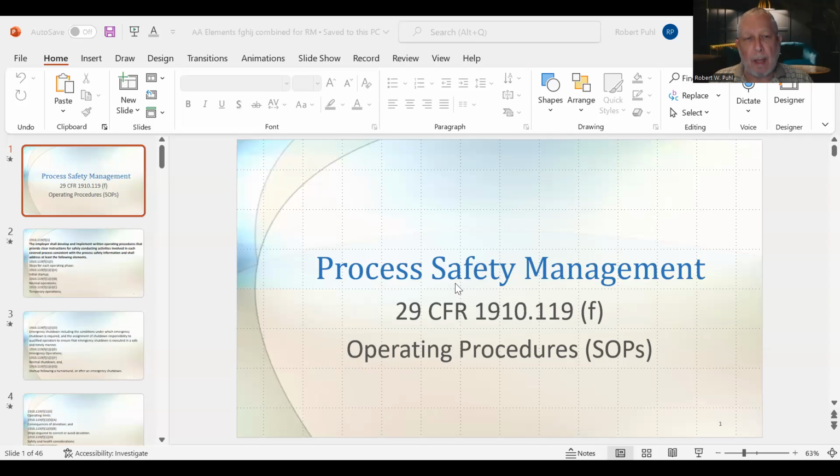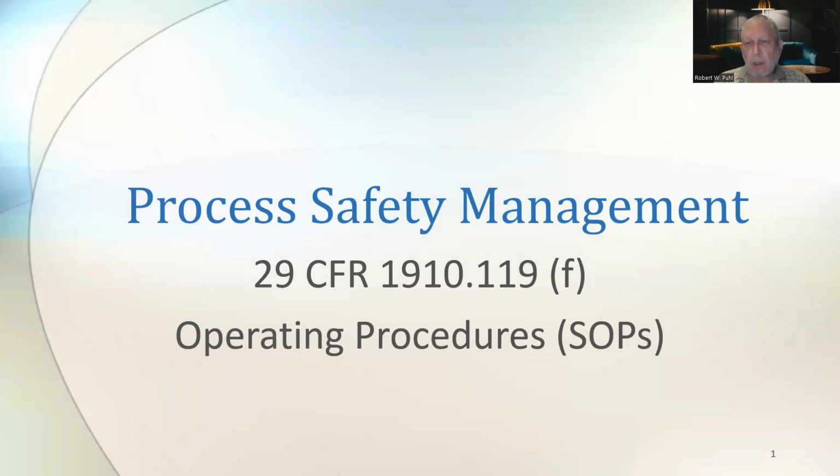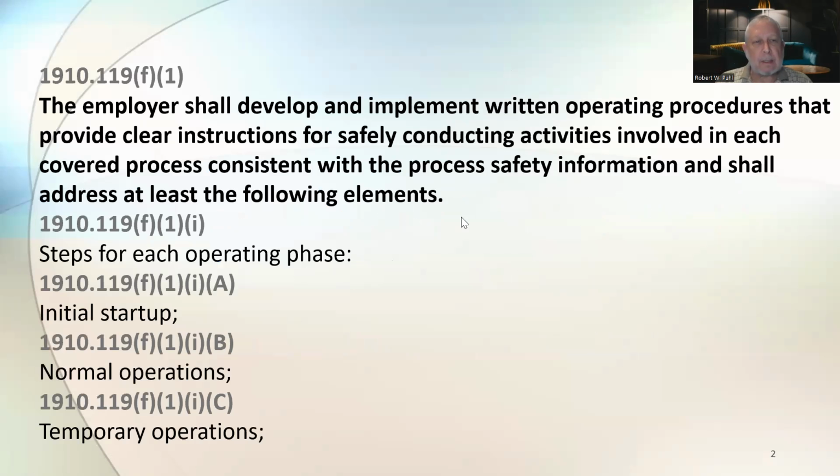All right, welcome back. Here we're going to continue on process safety management. We did sections A, B, C, D. Now we're going to skip E, and I'll tell you why later. And this is F, operating procedures. The first one here, and we'll go over several of these.